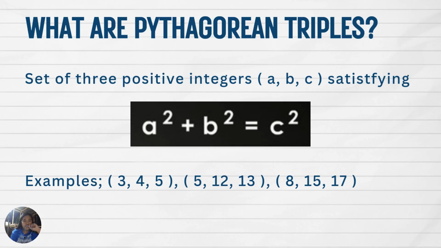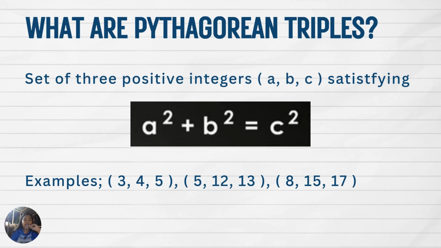Now let's move on to the Pythagorean triples. So what are Pythagorean triples? These are a set of three positive integers, a, b, and c, satisfying the Pythagorean theorem formula: a squared plus b squared is equal to c squared. So Pythagorean triples are a set of three numbers that satisfy the Pythagorean theorem, as I've said, which relates the sides of a right triangle. These triples are fundamental in solving various geometry problems and have practical applications in everyday life.